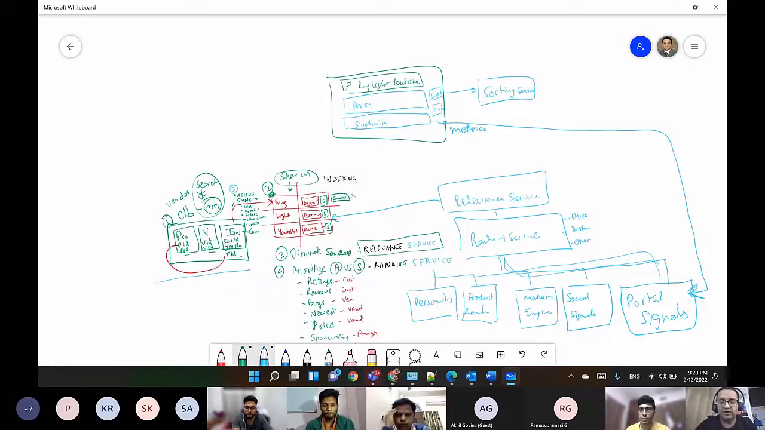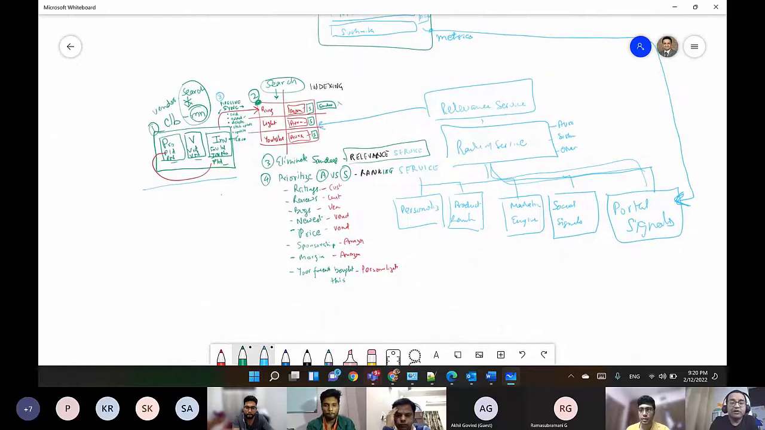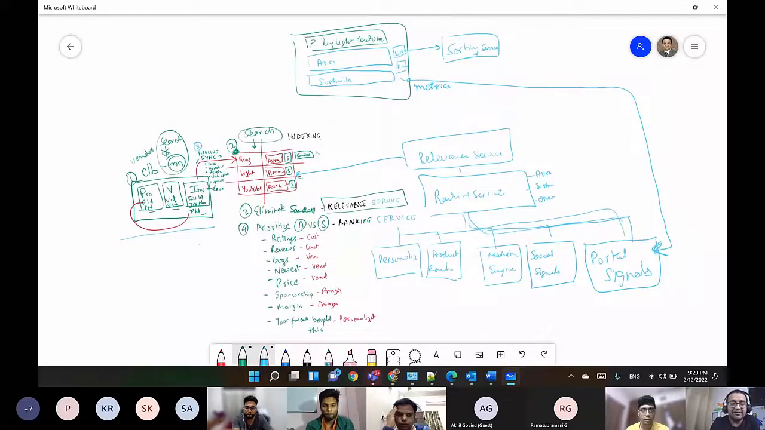Brilliant. Now I have a question for you. We created two databases, right? One was the search database, point number 2. One was the vendor database, point number 1. These personalization, product ranking, marketing engine, social signals, portal signals, where is it getting data from? From search? From this database that you created for product, inventory and vendor, or something else? Where is this data coming from? Where are you getting this data from?